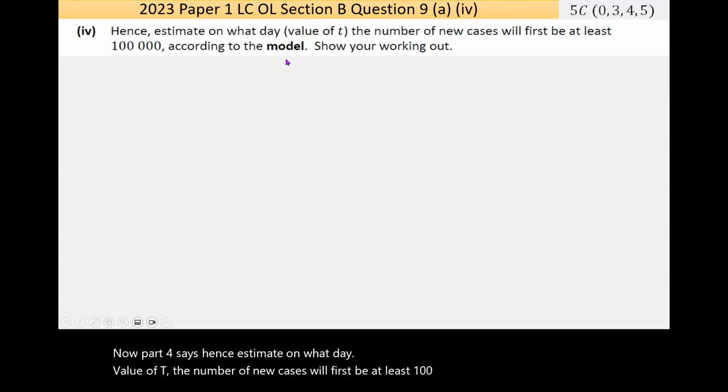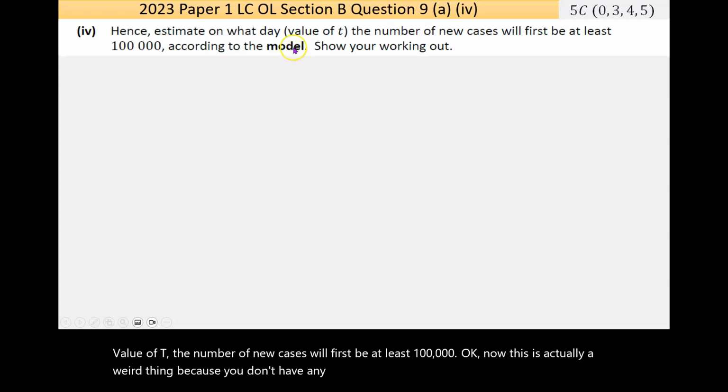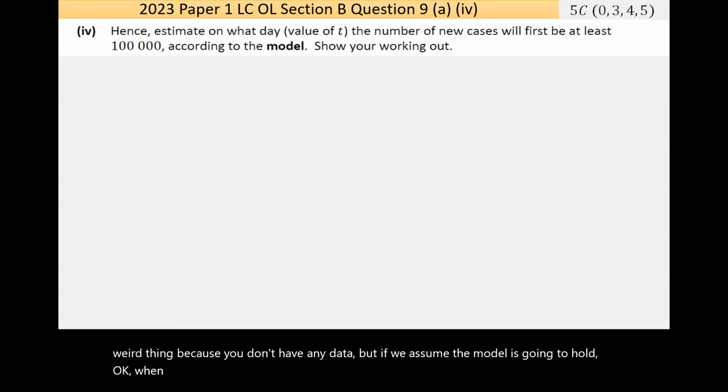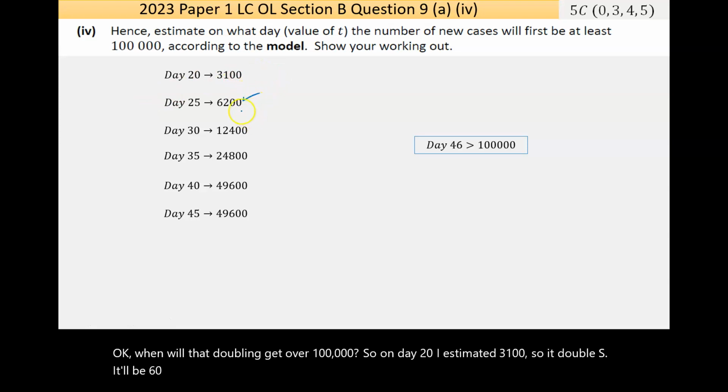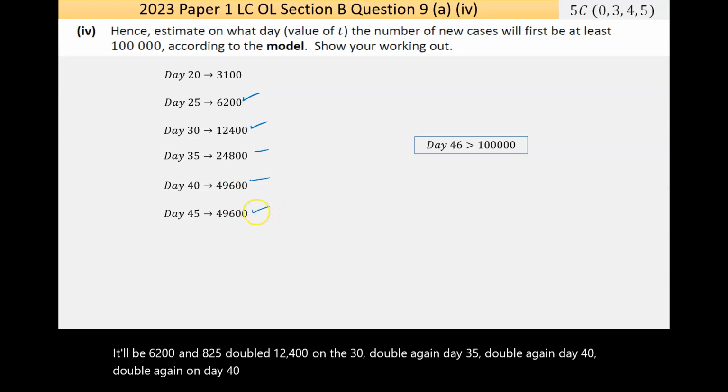Now this is actually a weird thing because you don't have any data. But if we assume the model is going to hold, when will that doubling get over 100,000? So on day 20, I estimated 3,100. If it doubles, it'll be 6,200 on day 25. It'll double to 12,400 on day 30, double again, day 35, double again, day 40, double again on day 45. Now, why does that seem wrong to me?